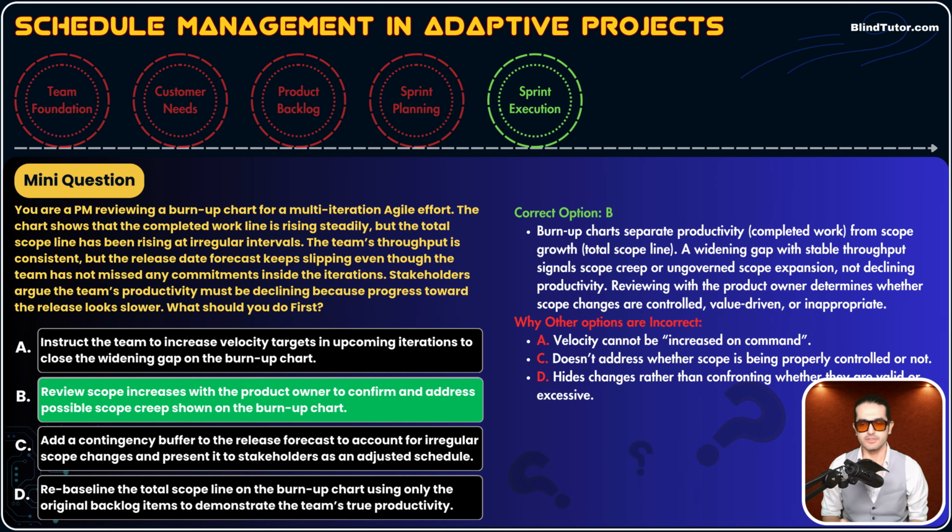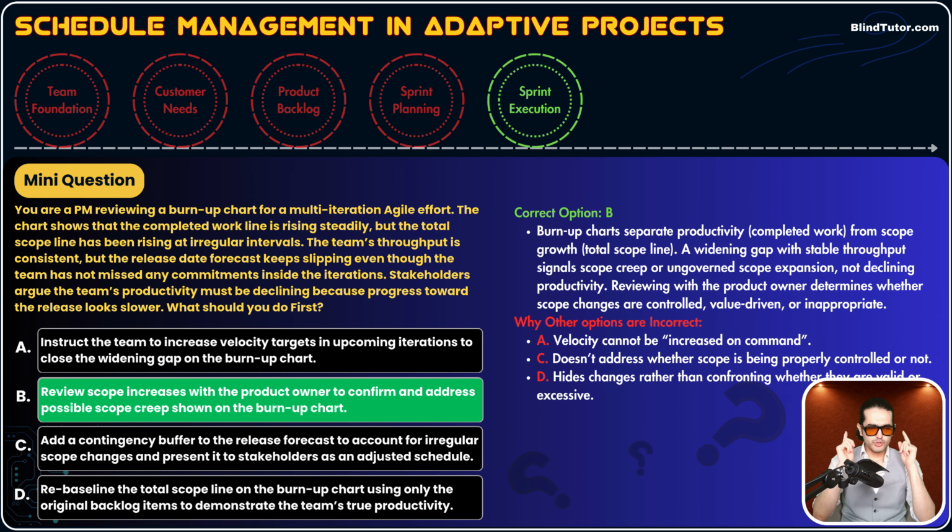The first action is to sit down with the PO and review the scope increases. Why are there some irregular rises in the blue line, in the total scope line? Review it with the product owner to confirm and address possible scope creep. Let's address these creeps. This is the best option.